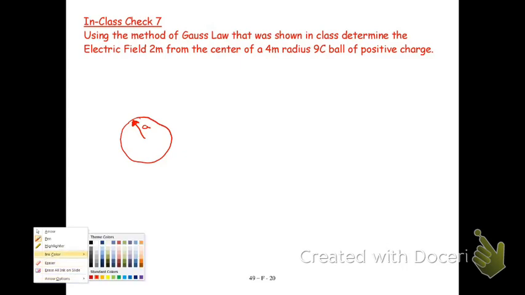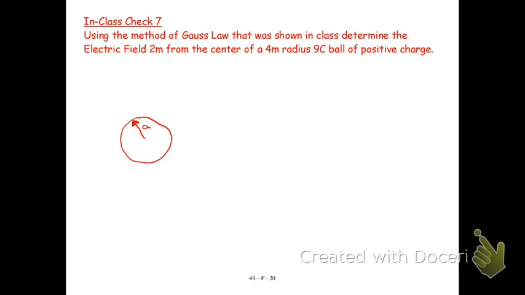And then I'm going to go here, and I'm going to have a purple color. And that's R. And this is my Gaussian surface. And I chose to make that Gaussian surface symmetrical with this ball of charge because life is much nicer when I do that. And I can picture my point of interest. There's my point of interest. And there's my electric field. And there's my little bit of area.